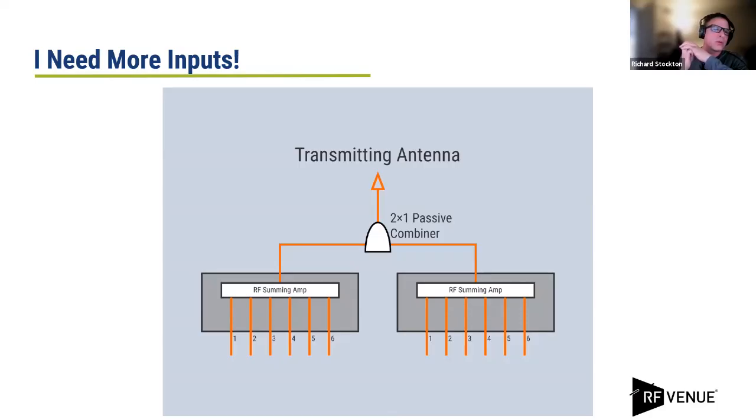So just remember, if you get to a decision where you have to combine two outputs, you're never gonna cascade, because you can't go active out of active into an active. You combine them passively, just like this diagram shows you. Thanks, Rich.